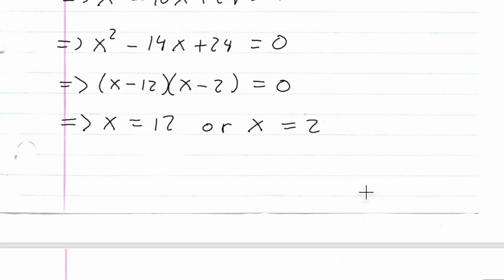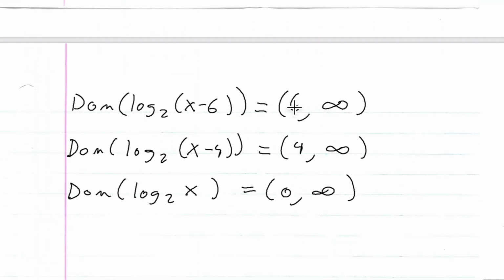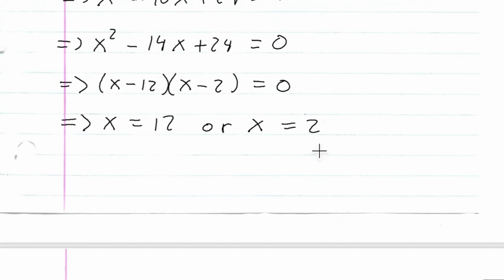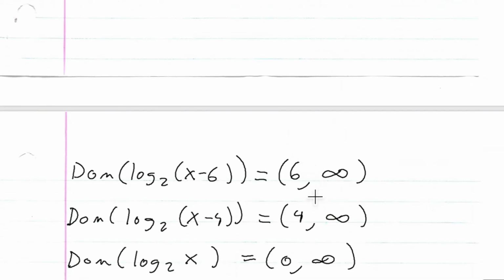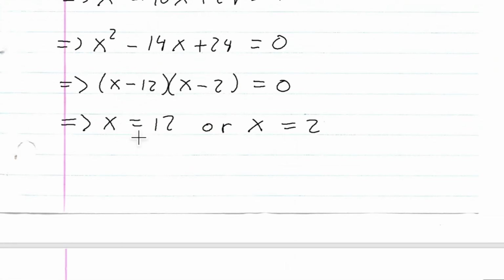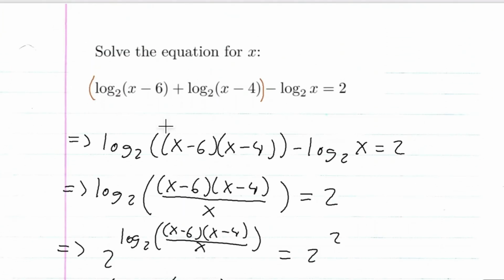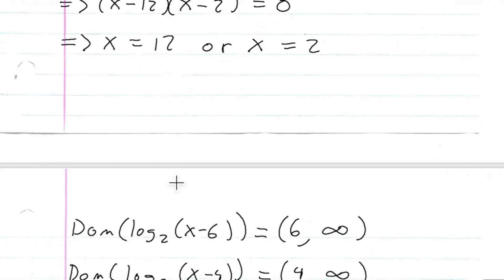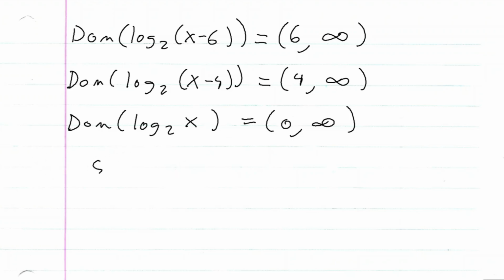Now I have to look at my solutions. So I can see that 12 fits in all of these, because 12 is in the interval from 6 to infinity, 12 is in the interval from 4 to infinity, and 12 is in the interval from 0 to infinity. However, 2 does not fit into two of these intervals. 2 is not in this interval, and 2 is not in that interval. So that means my only solution for this equation is 12. Okay, so the solution set is going to be 12. And that's the answer.